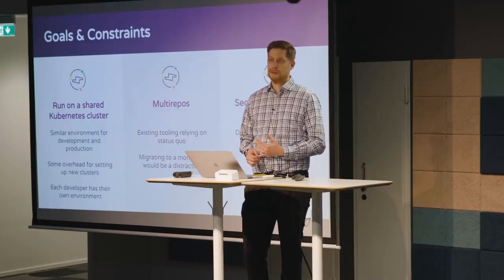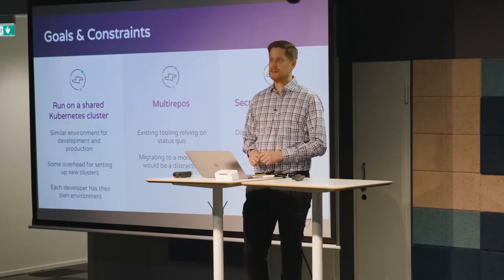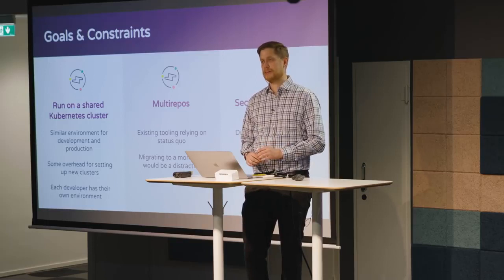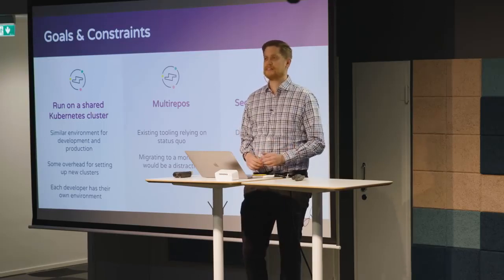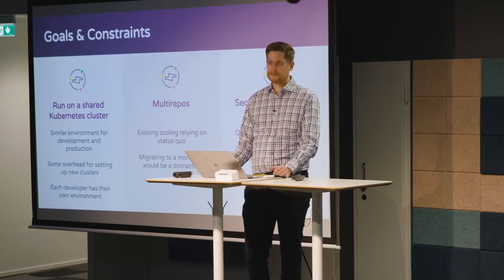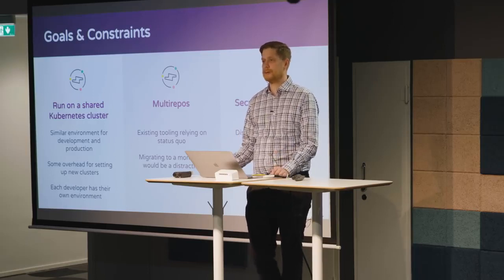We are using multi-repo, so each service or project has their own repo, which is different than perhaps some other companies, especially the big ones, are using. That's basically just acknowledging the status quo. Our existing tooling is built on that assumption, so our Jenkins is not built so that it would only run tests for the changed parts and recognize which tests need to be run. Our deployment scripts assume that you want to deploy a repo, basically. So changing all that would have been quite a distraction.